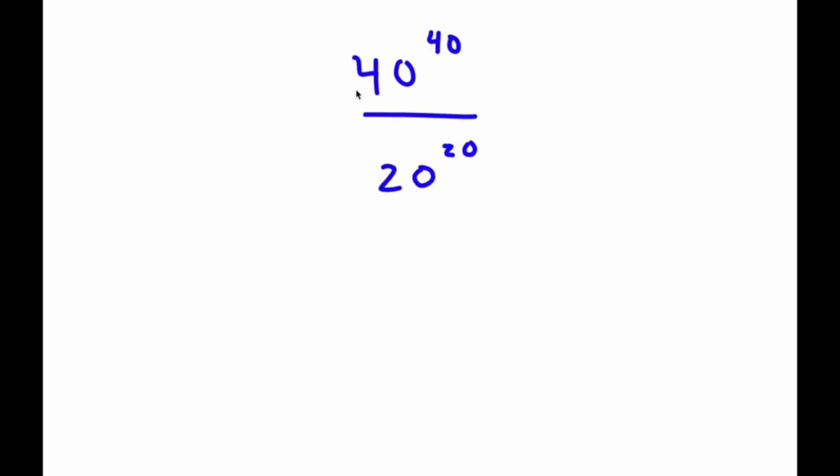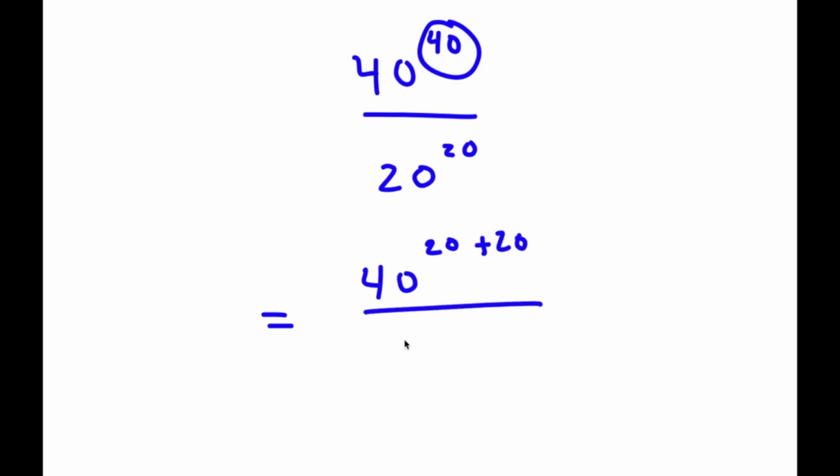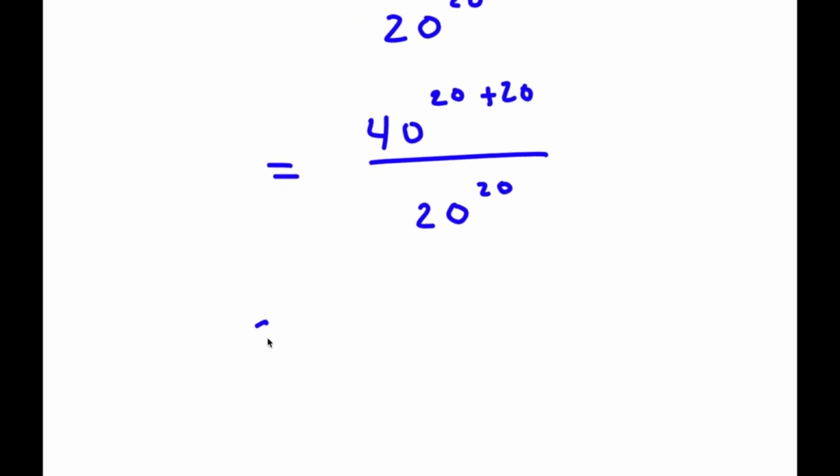Alright, so in this problem, I have 40 to the power of 40 over 20 to the power of 20. So first off, I'm going to rewrite my exponent 40 here as 20 plus 20. So now I have 40 to the power of 20 plus 20 over 20 to the power of 20. Now, if I have something in the form a to the power of m plus n, this is equal to a to the power of m times a to the power of n.